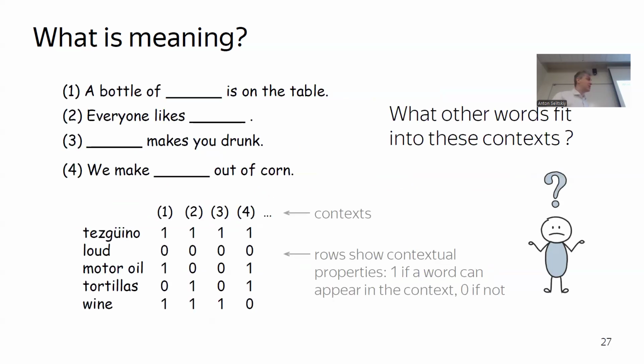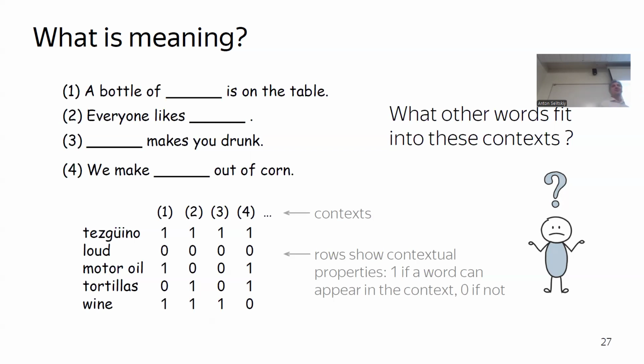Yes, here is an example of how we can explain our real-life understanding of meaning in numbers. If we try the word motor oil, it can be on the table, so it satisfies the first context. But maybe it doesn't satisfy the second. Not everybody likes motor oil.